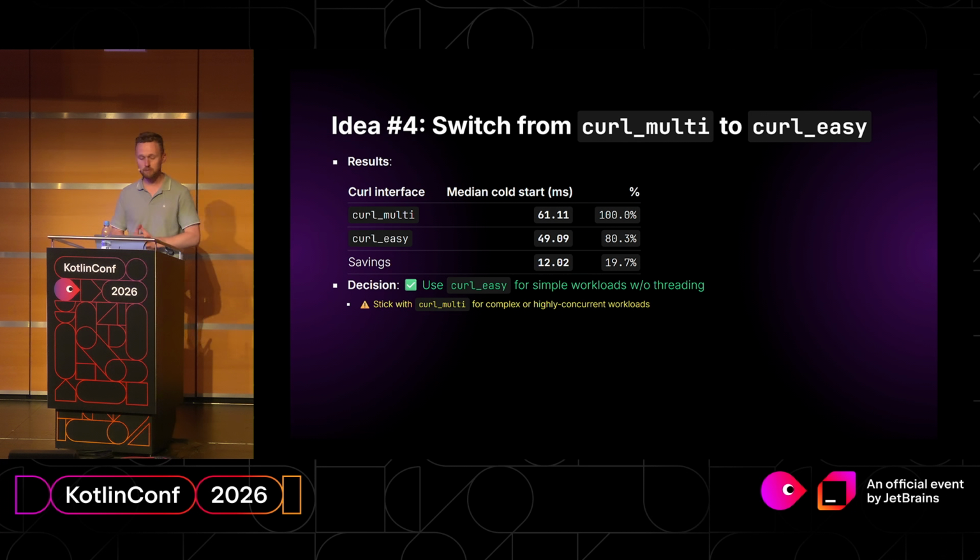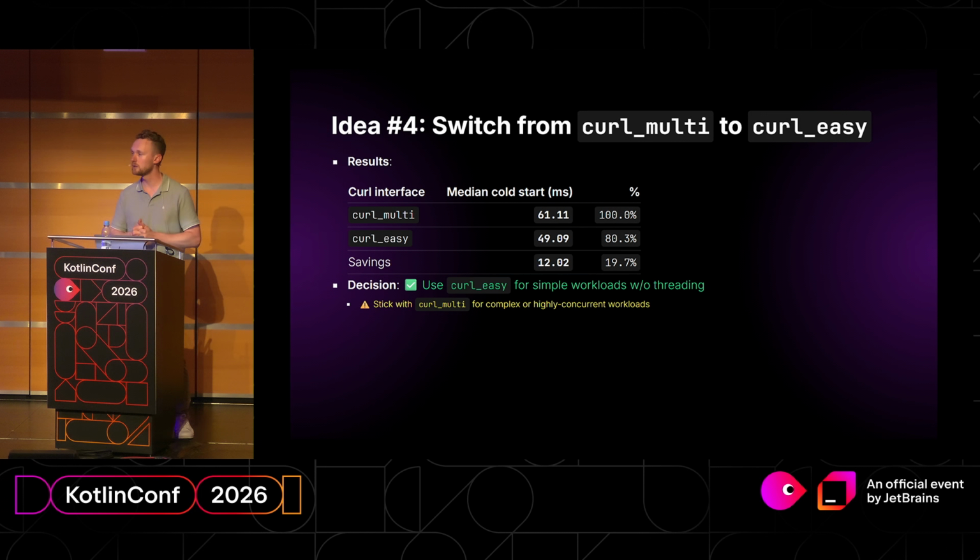So this seemed like a pretty big win, but it comes with some caveats, because curl easy, again, is meant for simple workflows without threading. And if you want threading, you're going to have to handle more of that yourself. So the caveat here is you would need to stick with curl multi if you had a highly complex or highly concurrent workload.